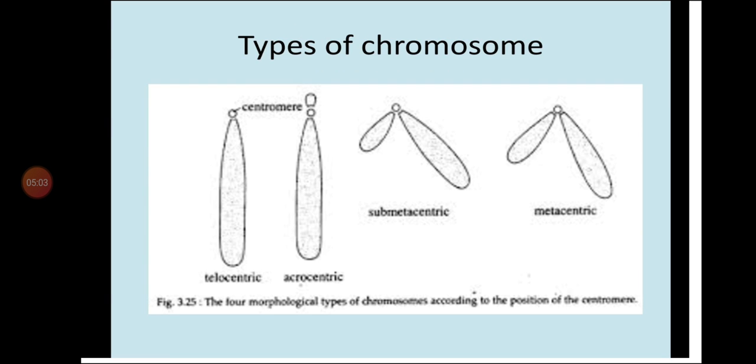Now, you can see here in this diagram, telocentric means the centromere is at the top, and acrocentric means one end is long and one end is short. Submetacentric, one arm is short and one arm is long. Metacentric, the centromere is present in the middle. So there are different types of chromosomes that are present in metaphase.